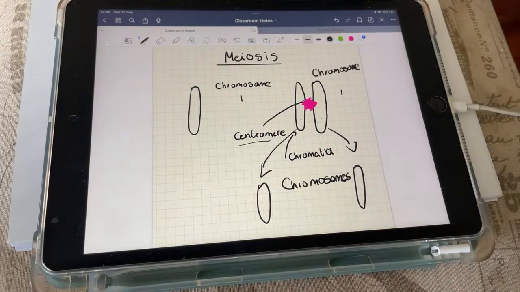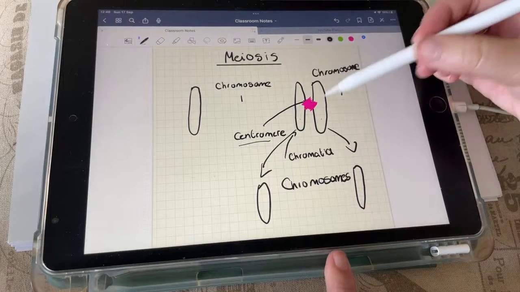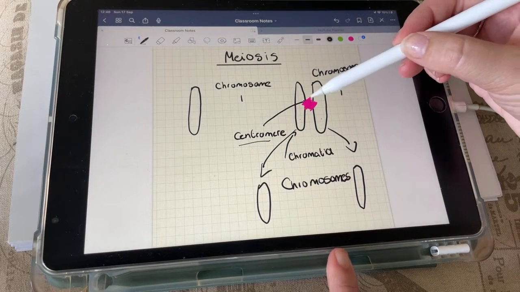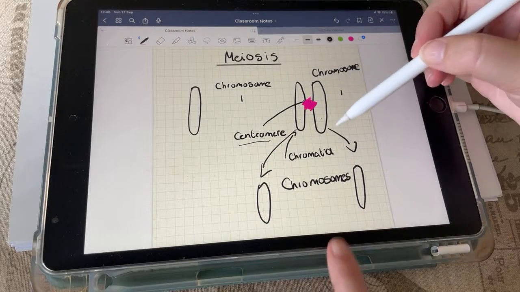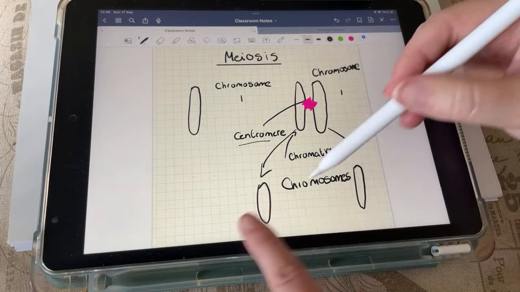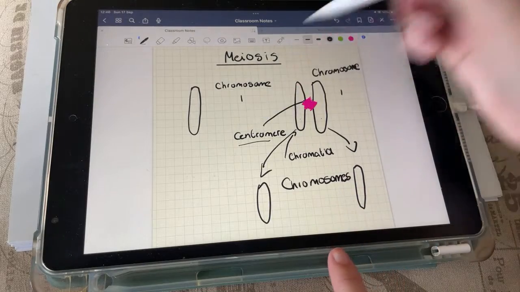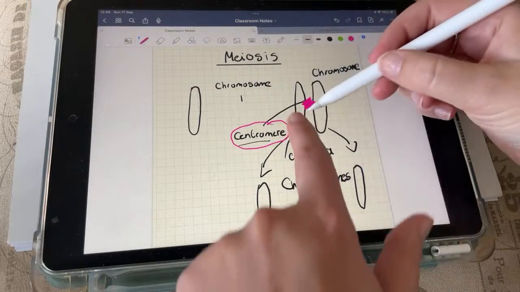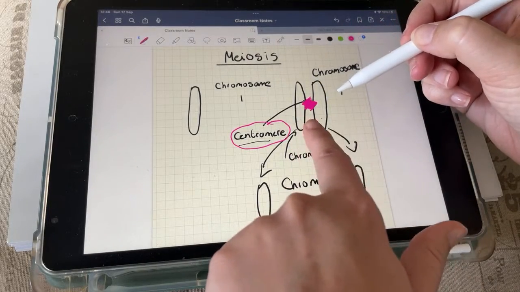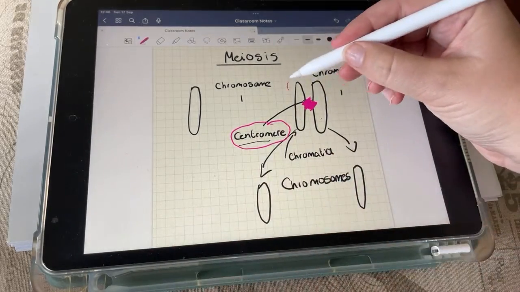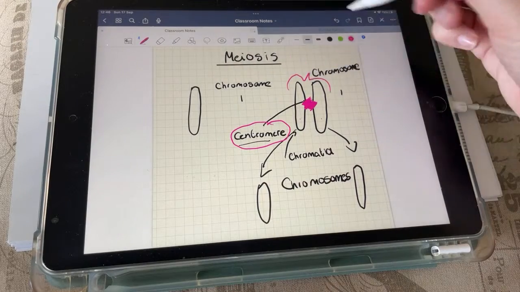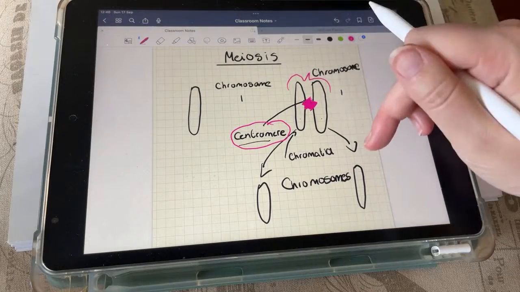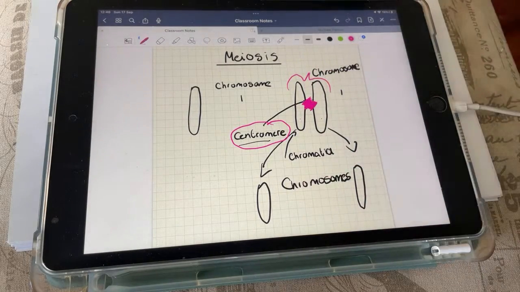So this is what I tell my students. If there's a centromere, we can talk about them as being chromatids. The moment the centromere is gone, we talk about them as being chromosomes. So the key here is, is there a centromere? Yes, then we call them chromatids. Collectively, this whole thing is a chromosome. If we take the centromere away, you end up with two individual chromosomes.